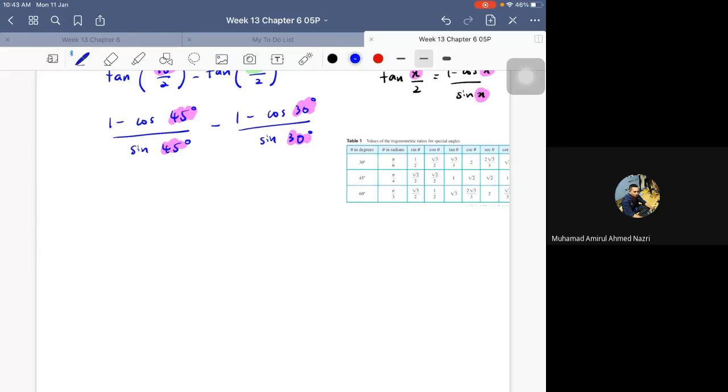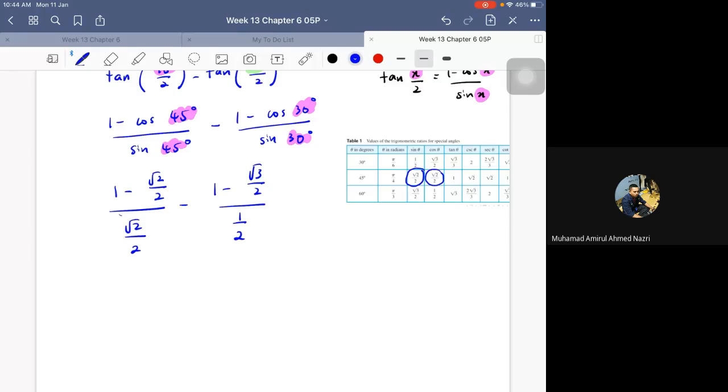So now that we have this value, kita pun boleh refer. So kat atas ni dia akan jadi 1 tolak cos 45, kat mana cos 45. So value dia adalah bersamaan dengan square root 2 per 2. Okay, per, so sine 45 degree, it is also going to be square root 2 per 2. Okay, tolak. And then on this side, I'm going to have 1 minus cos 30 degree. So nilai dia adalah square root 3 per 2, over sine 30 degree, that is going to equal 1 over 2.